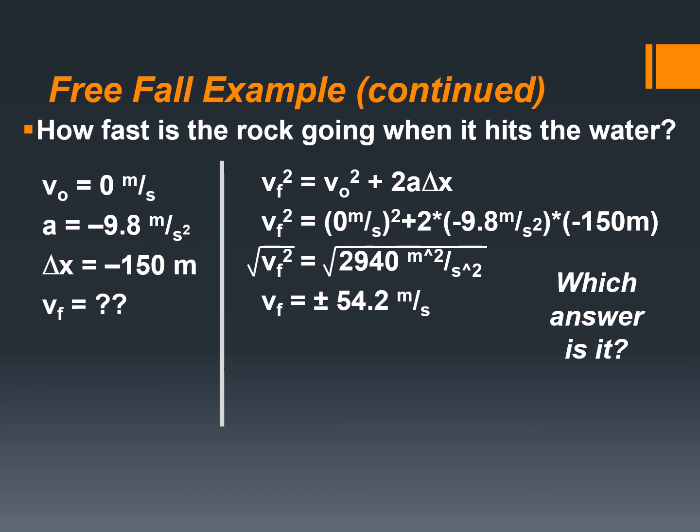So the question here is which one is right? Well, hopefully you realize that when we drop an object, it's going to be moving downward, which means the velocity is going to be downward. That means the velocity should be negative. Again, that positive does have a meaning, but we're going to talk about that later. So negative 54.2 meters per second is going to be 54.2 meters per second downward.